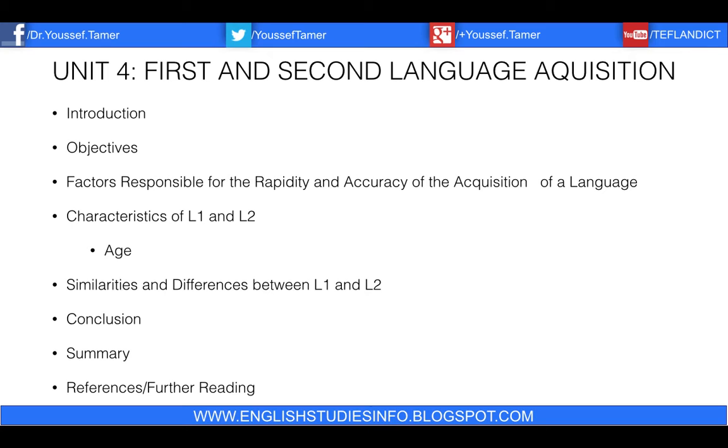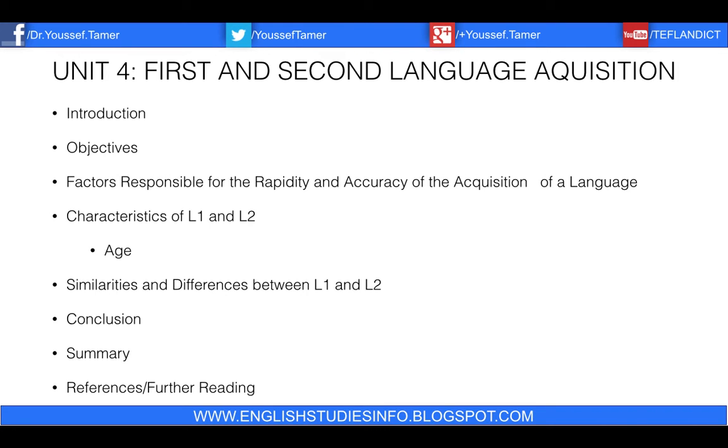In this regard, we are going to talk about factors responsible for the rapidity and accuracy of the acquisition of a language. In the acquisition of a language, there are factors that can either improve it or hinder it. So we'll talk about those factors: characteristics of L1, first language acquisition, and second language acquisition.